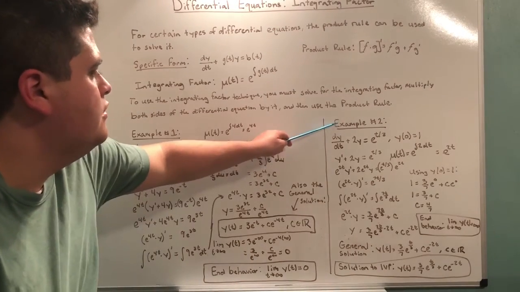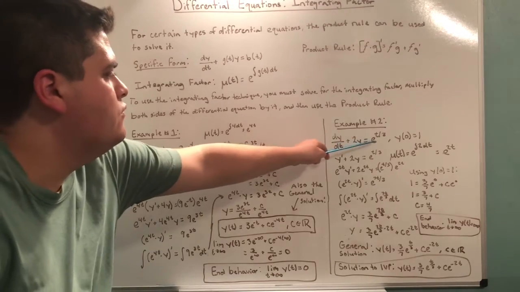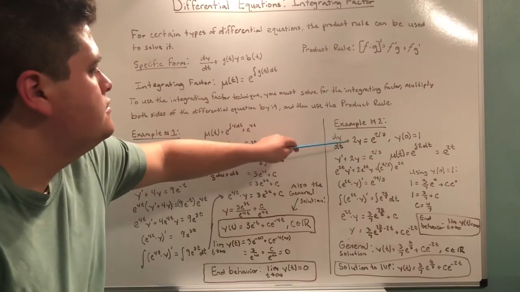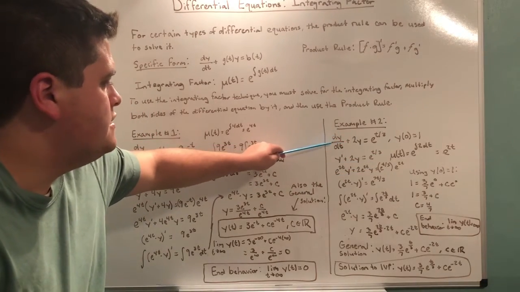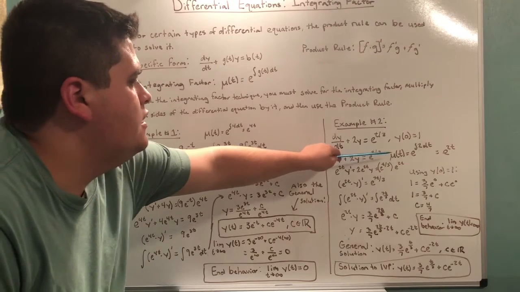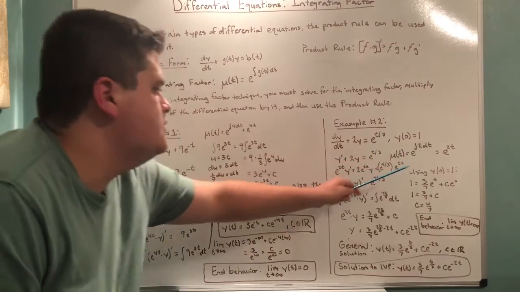For our second example, we have a similar type of differential equation. It is already in the form we wanted. However, this one has an initial condition. So I chose to rewrite the dy over dt as y prime. So y prime plus 2y is equal to e to the t over 3. Our integrating factor is e to the integral of 2 dt, which is equal to e to the 2t.